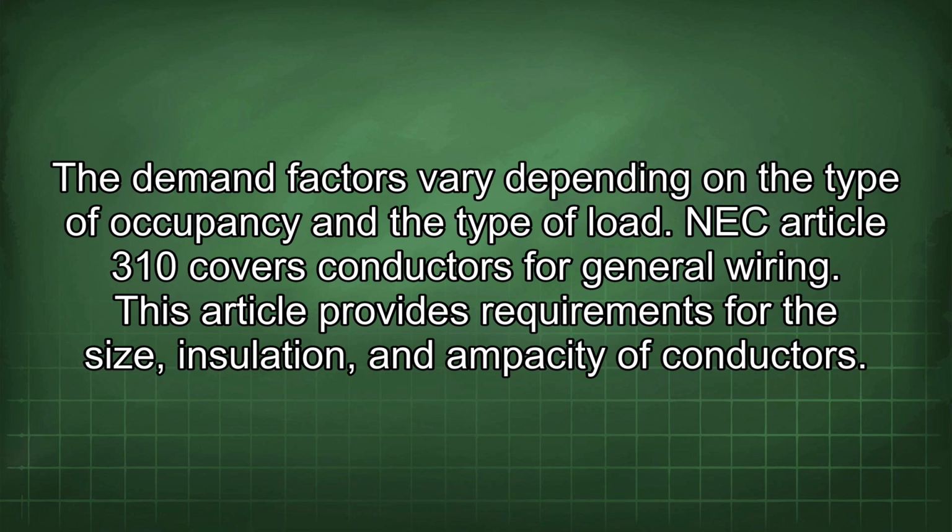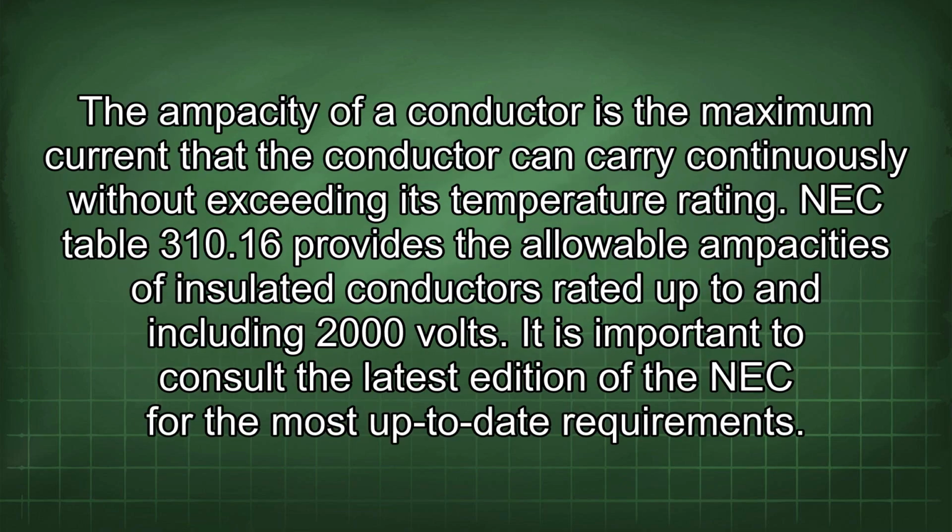NEC Article 310 covers conductors for general wiring. This article provides requirements for the size, insulation, and ampacity of conductors. The ampacity of a conductor is the maximum current that the conductor can carry continuously without exceeding its temperature rating. NEC Table 310.16 provides the allowable ampacities of insulated conductors rated up to and including 2000 volts. It is important to consult the latest edition of the NEC for the most up-to-date requirements.